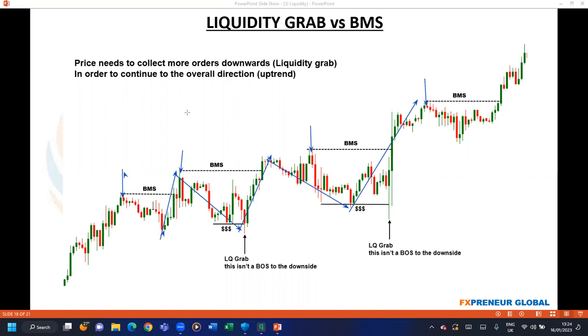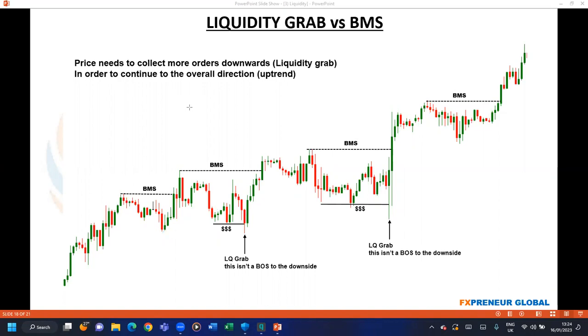Then this movement up broke this particular structure here. Then a retracement back to the previous price area. Then a movement up again to take out or break this structure. So break of market structure is a continuous movement in a trend direction. Whereas liquidity grab is simply the hunt for liquidity, the hunt for stop losses.